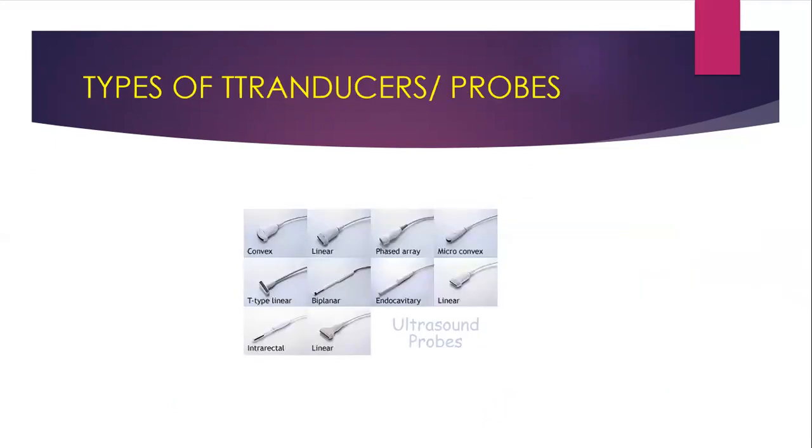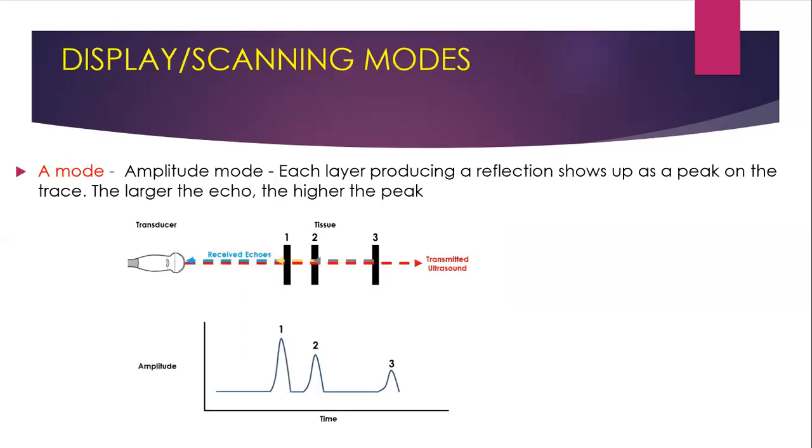So there are various types of transducers or probes. There are convex, linear, phased, microconvex, endocavity, biplane, T-type, and intrarectal and linear types of ultrasound probes. The phased array is the one which is used in cardiovascular imaging.